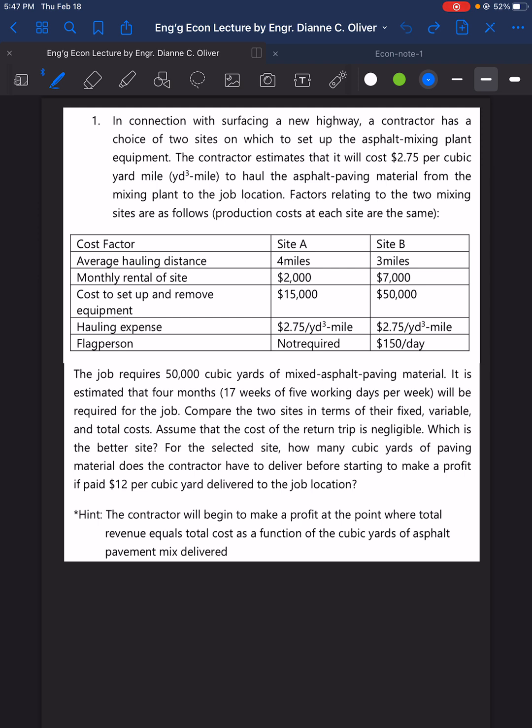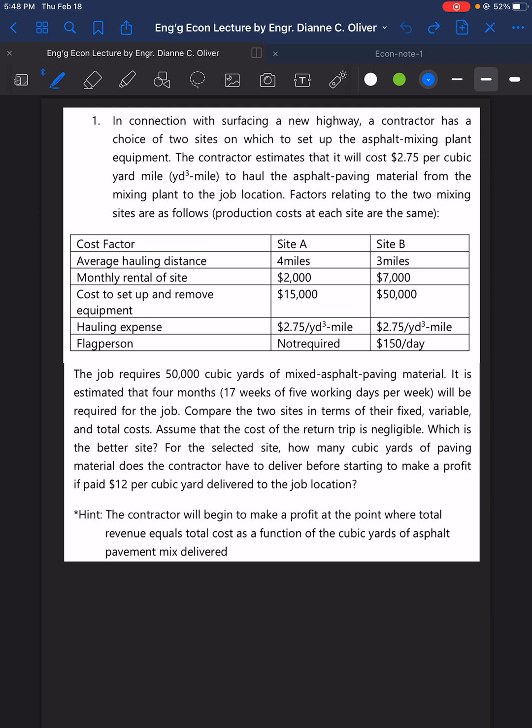So with all these costs, this will be the cost that the contractor will be facing. It is asking for the volume of delivered material that he will deliver before he starts to make a profit, because the profit will come as $12 per cubic yard of material delivered. Hint: the contractor will begin to make a profit at the point where total revenue equals total costs as a function of the cubic yards of asphalt pavement mix delivered. Okay, so these are the entire situation and considerations.